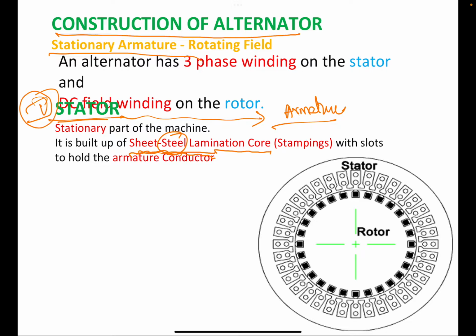Why are laminations done? To reduce eddy current losses. Laminations are done to reduce the eddy current losses.